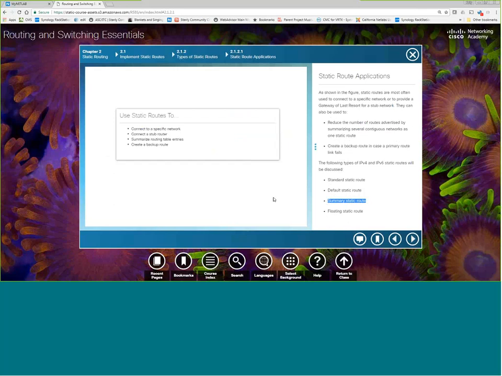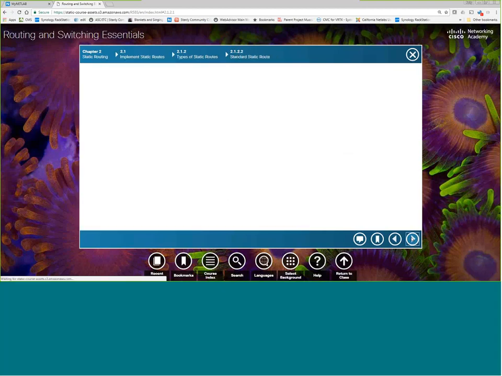In other words, we take a group of subnets and we could summarize them so that we can have a summary static route. And then what's called a floating static route, which lets you play with static routes and makes a backup static route, which sounds crazy, but it's a backup route that will only be used if the primary static route goes down. It's kind of cool.